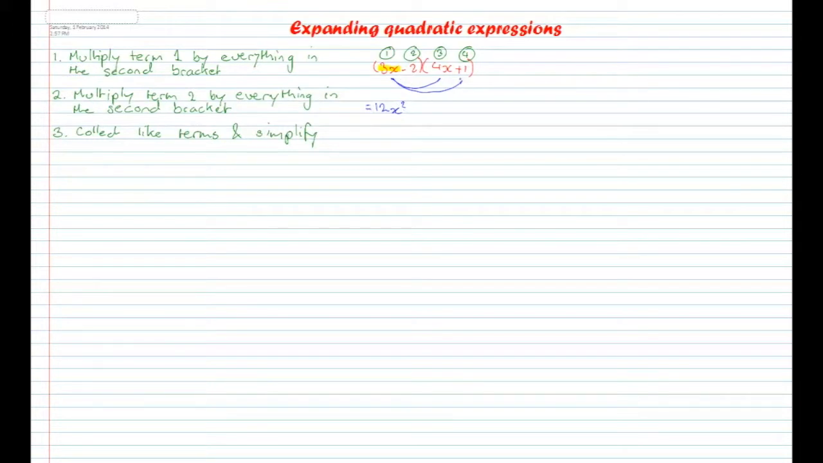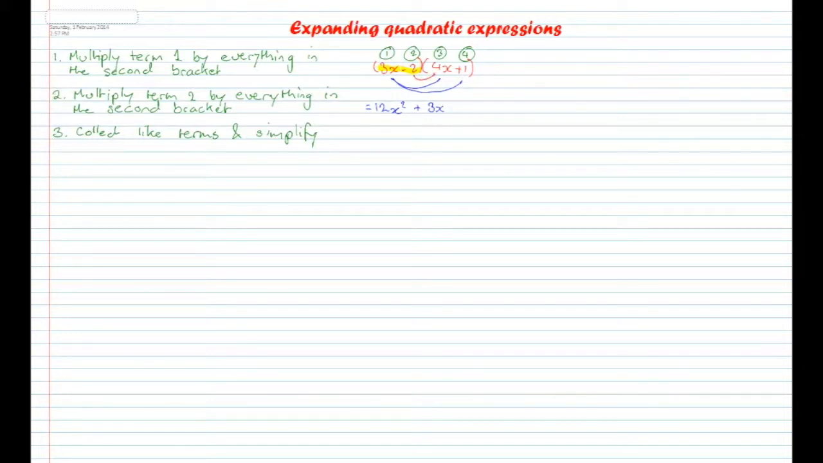Alright, done that one now. The next one is 3x times 1, so 3x times 1 is just going to be 3x, so plus 3x. The next thing now to do is multiply the second term by everything in the second bracket. So that's this one here, negative 2, and we're going to multiply that by everything in the second bracket.